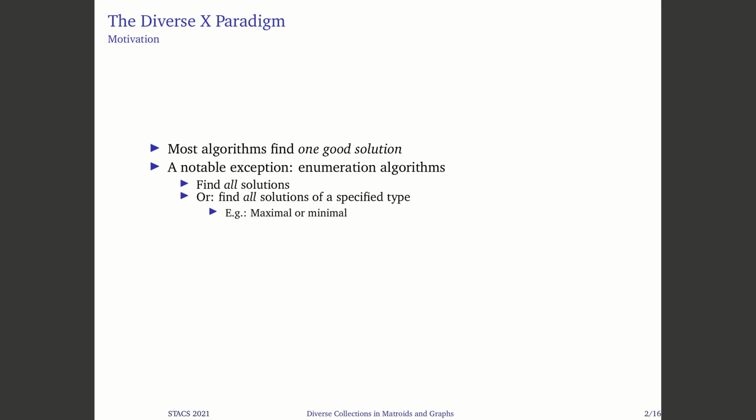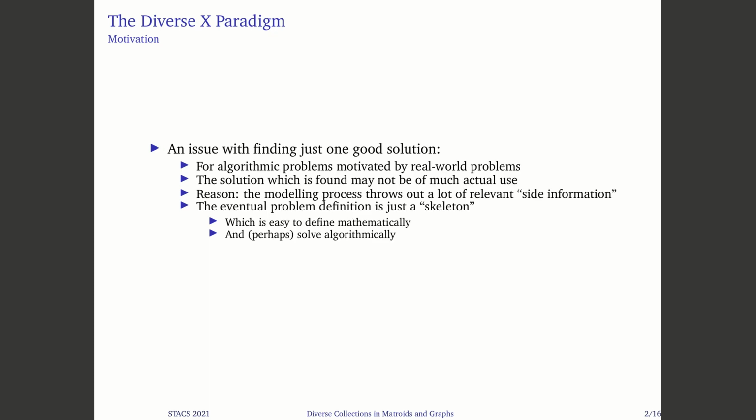A notable exception to this are enumeration algorithms, where the goal is to find all solutions or all solutions of a specified type, such as all maximal solutions or all minimal solutions. So what's the problem with finding one solution? For problems which are motivated by the real world, it often happens that the one good solution or the one best solution that we find may not be of much actual use.